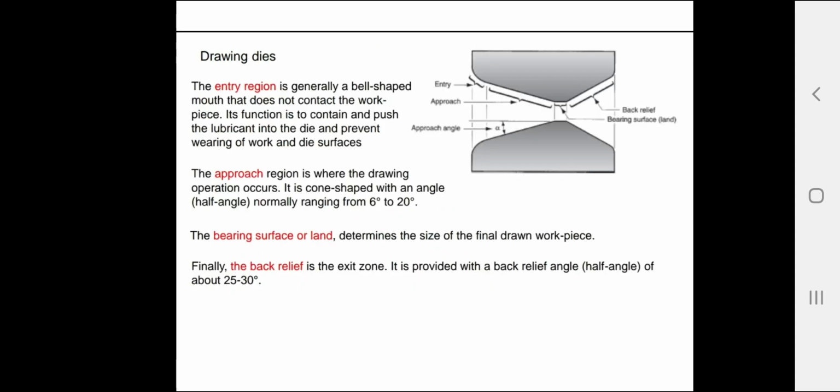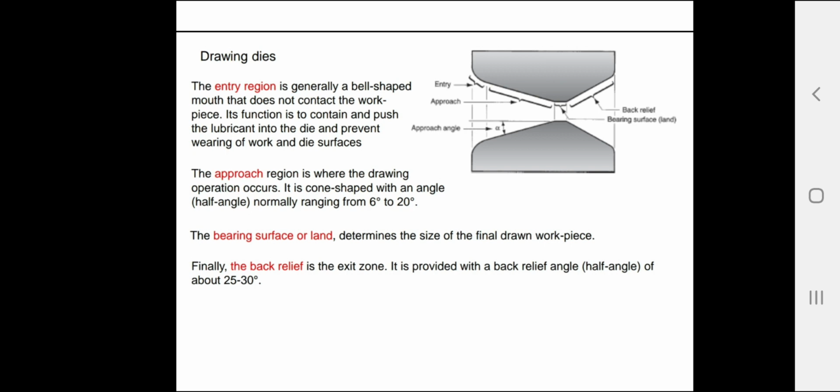So drawing dies. This is a section of a drawing die. It reduces the diameter when anything is pulled inside it. The entry region is generally a bell-shaped mouth that does not contact the workpiece. Its function is to contain and push the lubricant into the die and prevent wearing of the work and die surface. It is called the entry region. In the figure you can see the entry region.